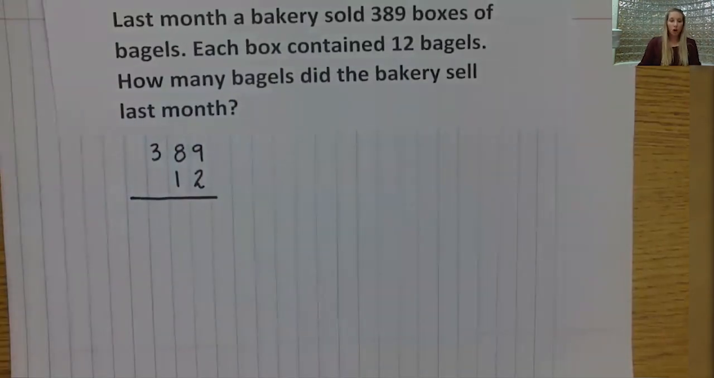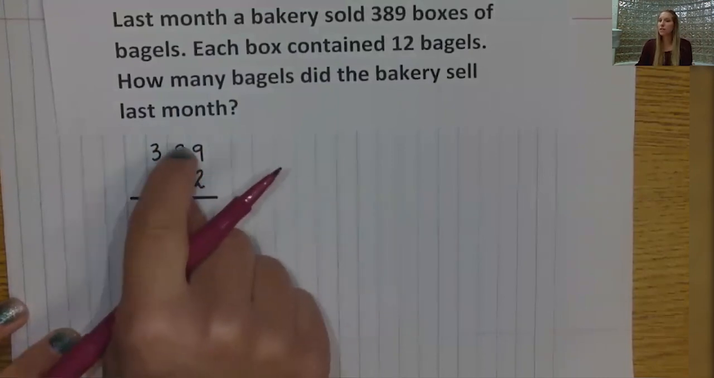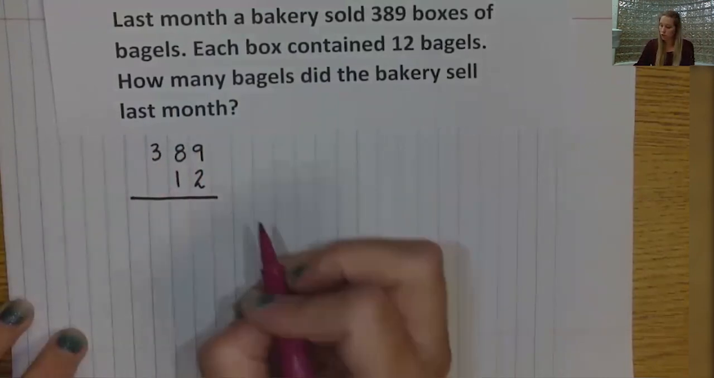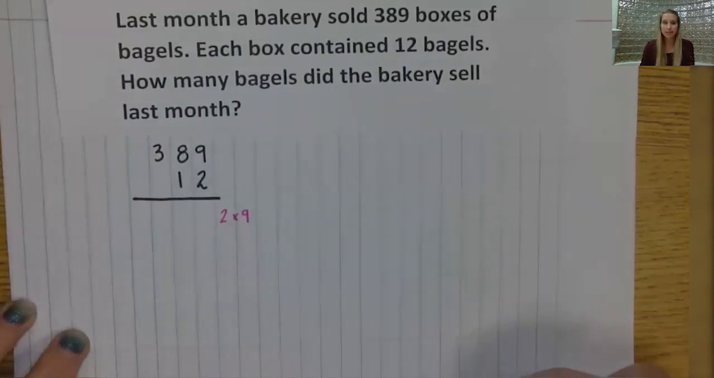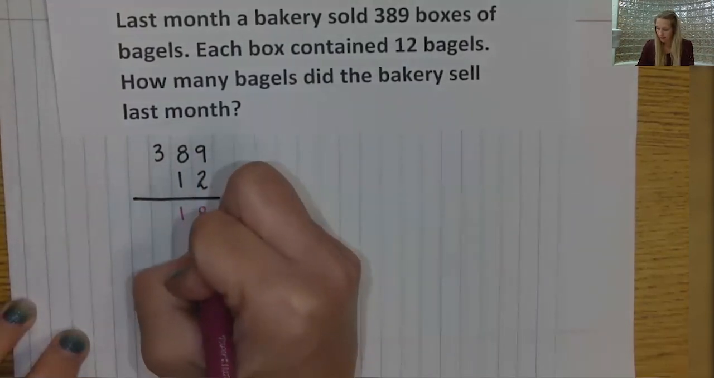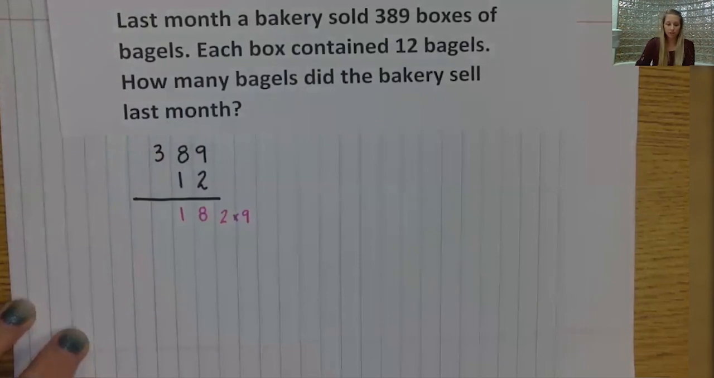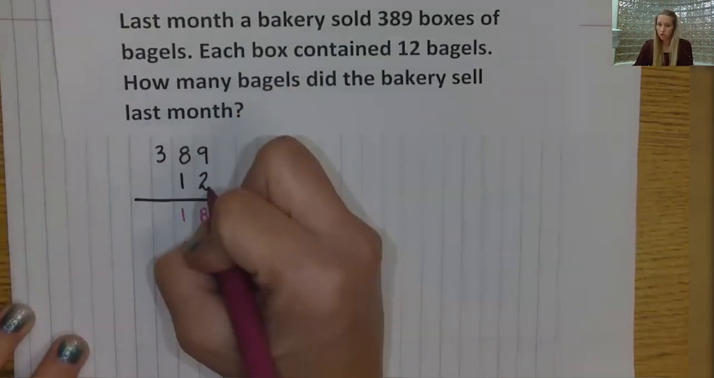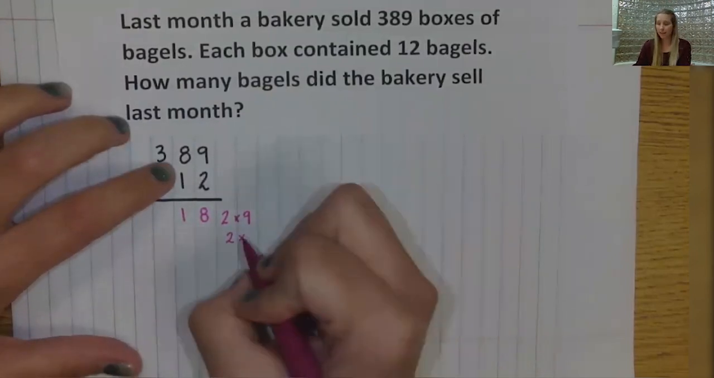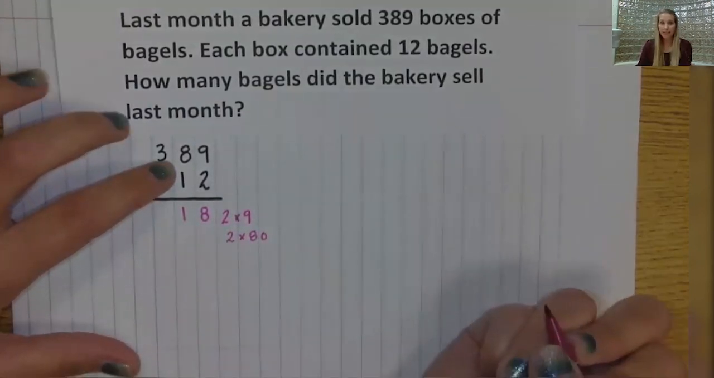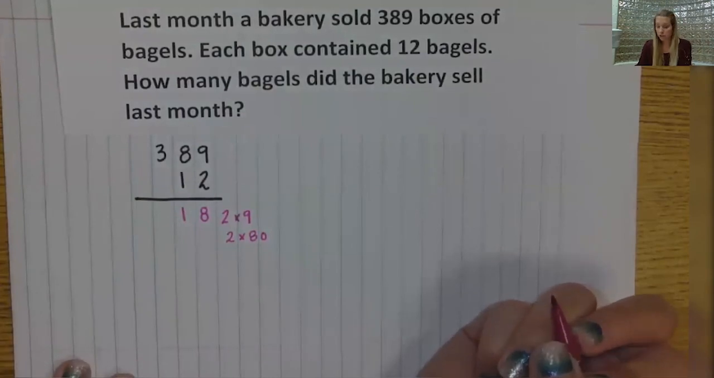Okay, and so first we're going to multiply the ones place in 12 by all the digits on top. So let's start. 2 times 9 is 18. That's our first one. And then 2 times, what's the 8 worth? 80. 2 times 80 is how much? 160.